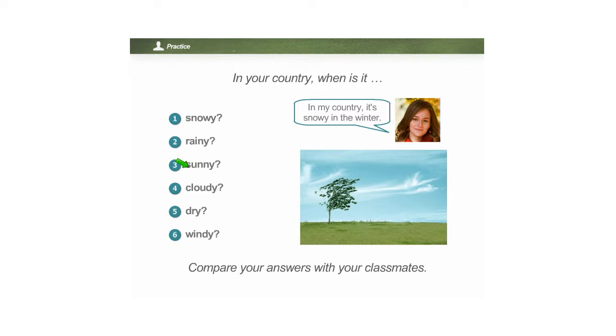Now let's listen to Sahar. And where are you from again, Sahar? So snowy is also in winter, right? Yeah, I think you can move on to number 2, Sahar. So when is it rainy in your country? So in what season usually it will be rainy? Summer will be rainy, okay.